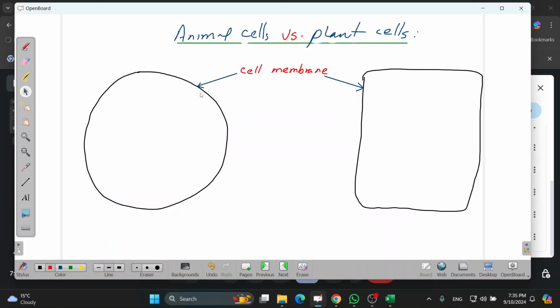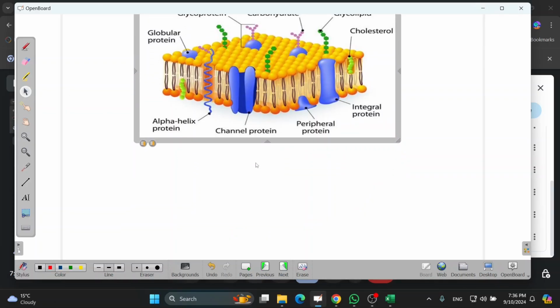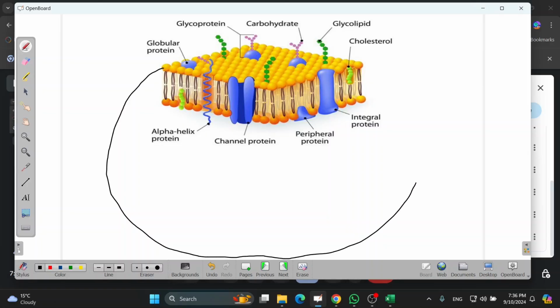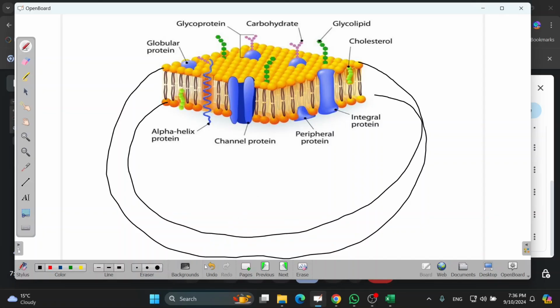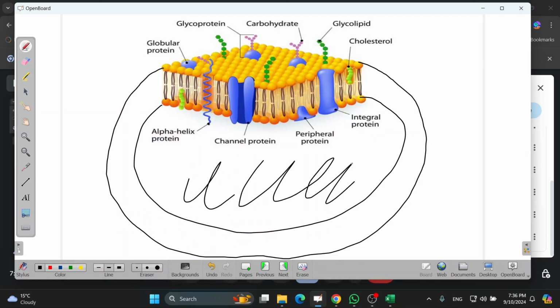It's made up of carbohydrates and proteins and fats. Here I have a picture of the cell membrane. So let me say this is the cell, right? Kind of like this, right? And that is the membrane. So this is inside the cell, and that is the membrane.